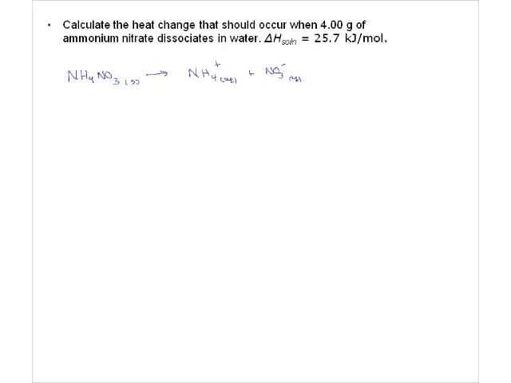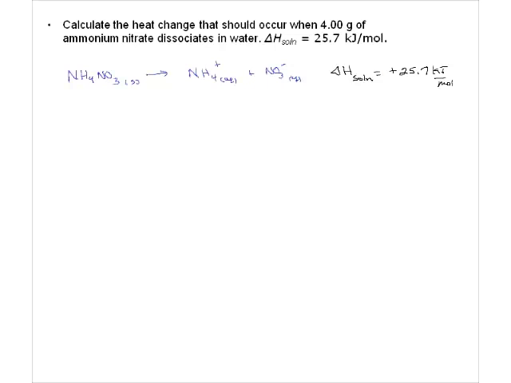So this process, it says up above that the heat of solution formation is plus 25.7 kilojoules per mole. And if it was going to be an exothermic process, we would definitely specify that it would be a negative there. So it's definitely a positive value. It's going to absorb energy.